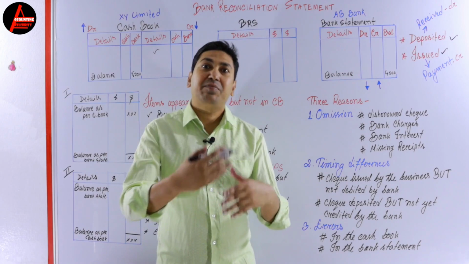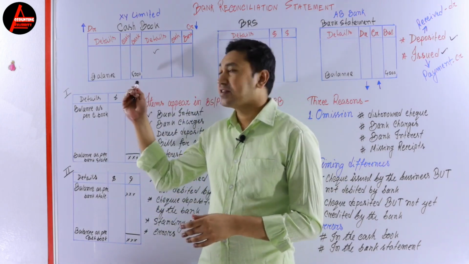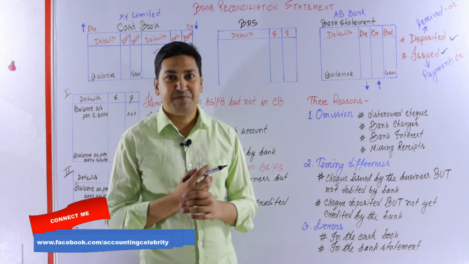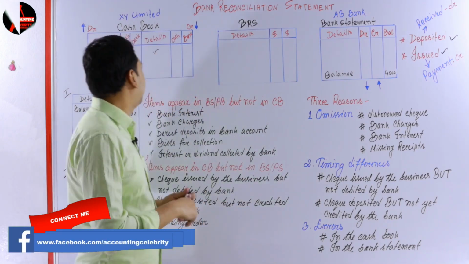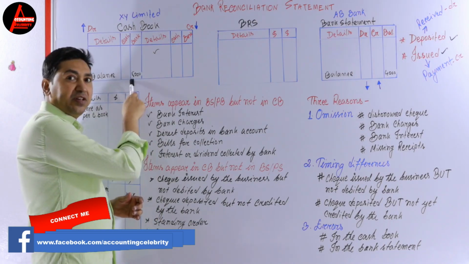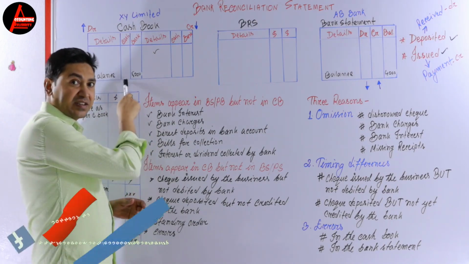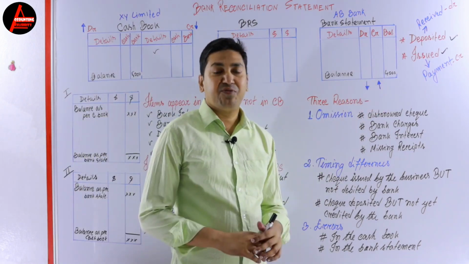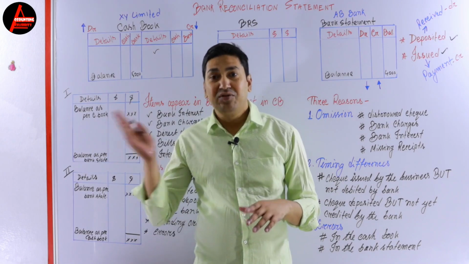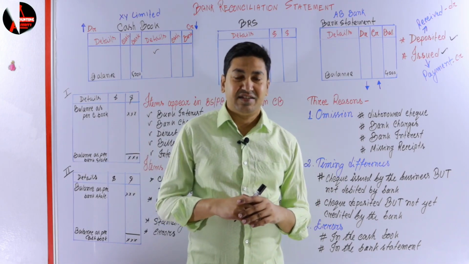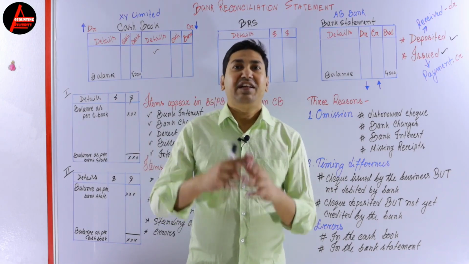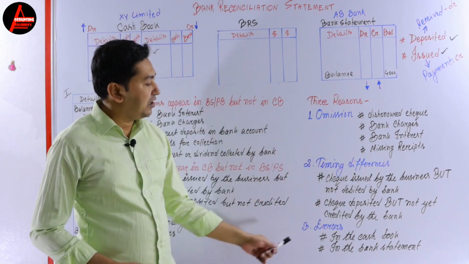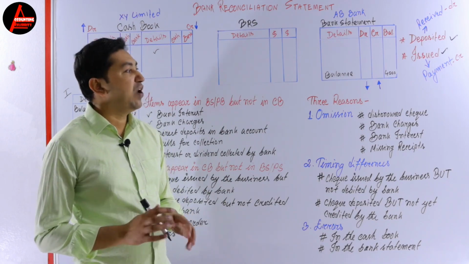But at the end of a certain period, the balance of the cash book and bank statement are not the same. Look at here. Cash book balance is $5,000 on the debit side. That means this is the asset. Okay. At the same time, bank statement balance is $4,000. So two different balances. So why does it happen? There are three reasons. Number one is omission, then timing. Number three is errors.